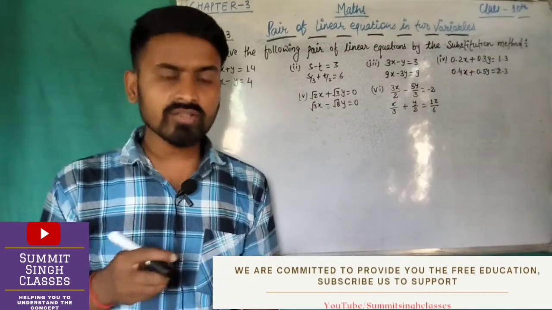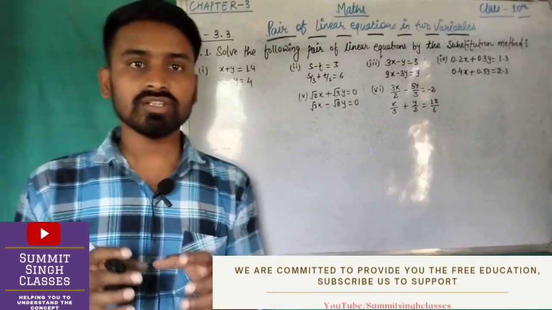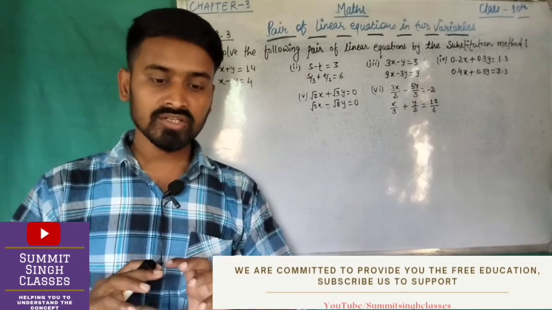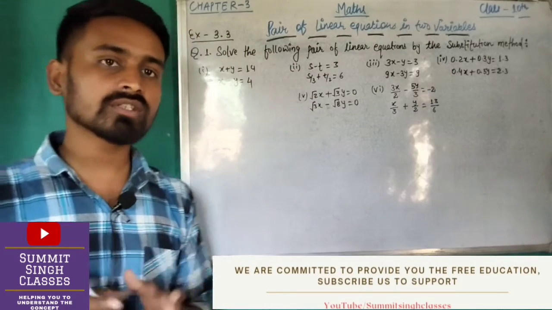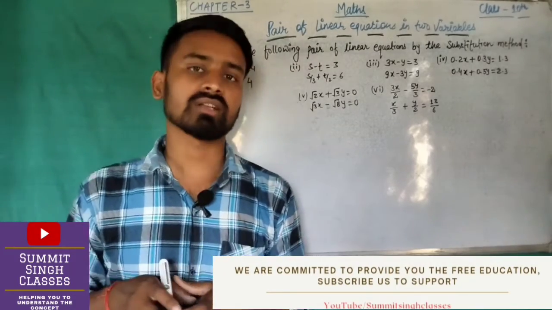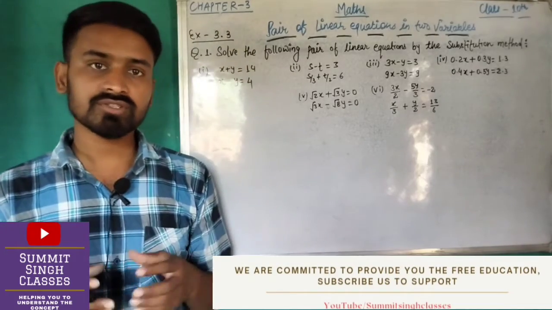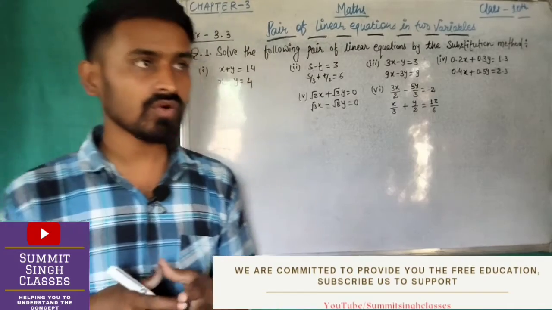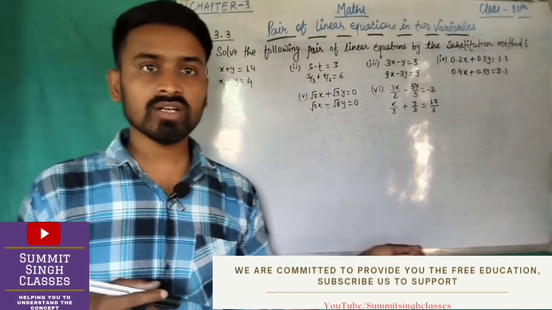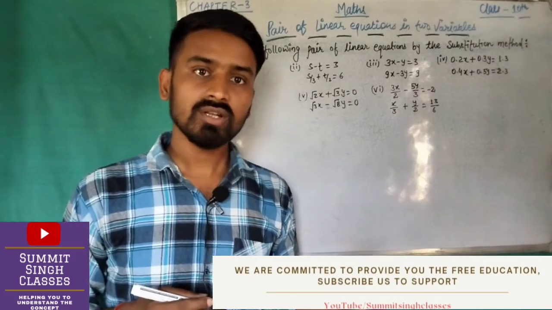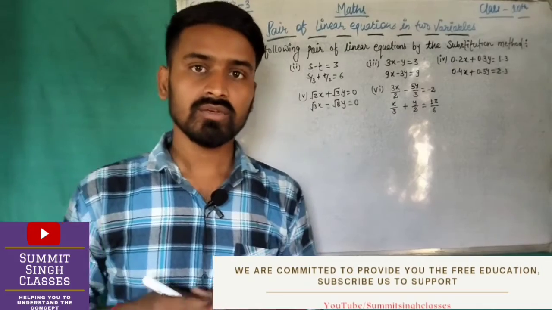By putting one variable's value in an equation, generally we get a linear equation in one variable, and linear equations in one variable are solved easily, as you have learned in classes 6, 7, 8. So you have to take the value of one variable from one of the equations and put it in the other equation.